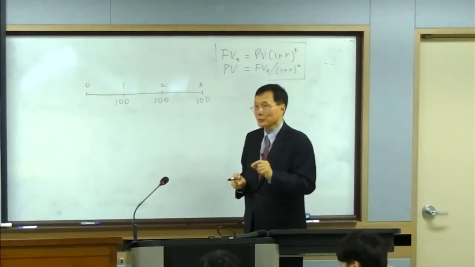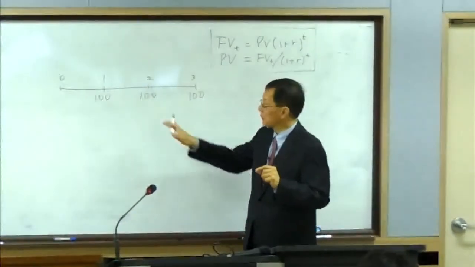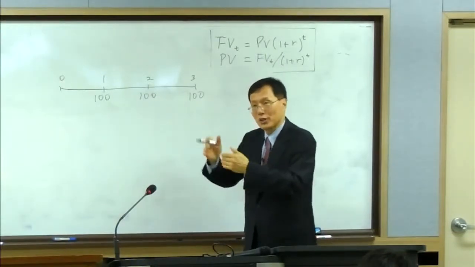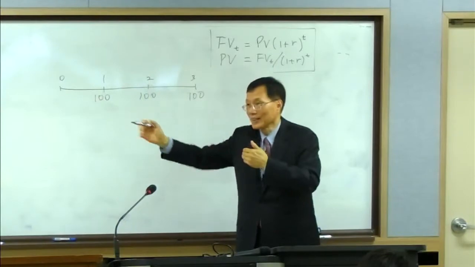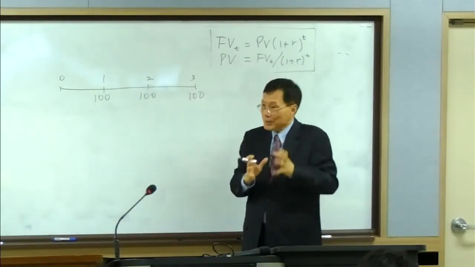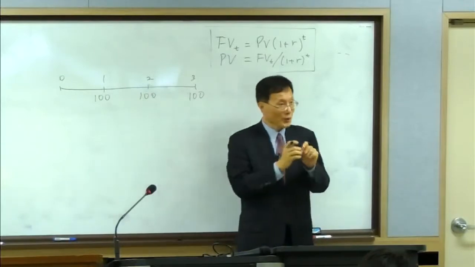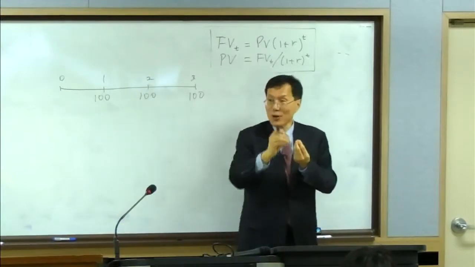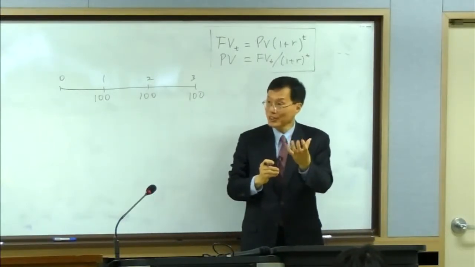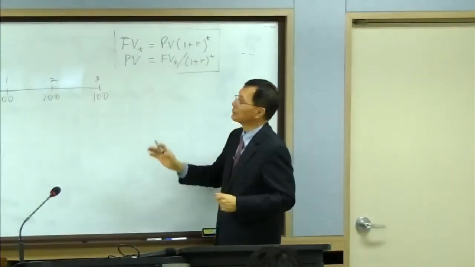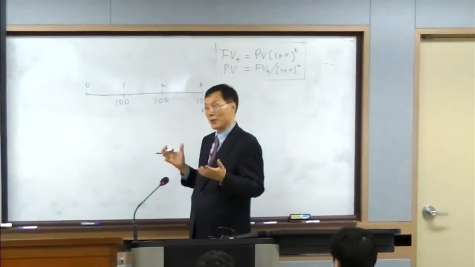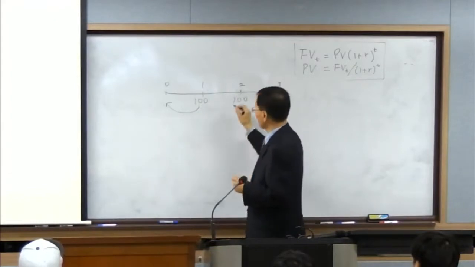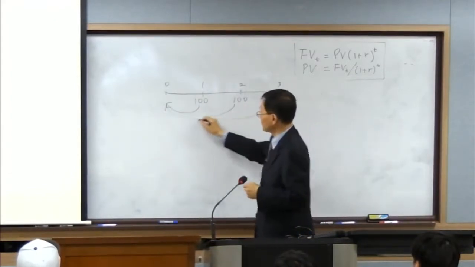She won 300 million won. But the actual value will not be 300 million won, because each 100 million is to occur 1 year, 2 years, and 3 years ahead. So the present value will be smaller than that, because $1 next year is worth less than $1 today. $1 2 years down the road is worth less than $1 1 year down the road. So we would like to find the present value of it. A simple way is to discount it back once, twice, and 3 times.